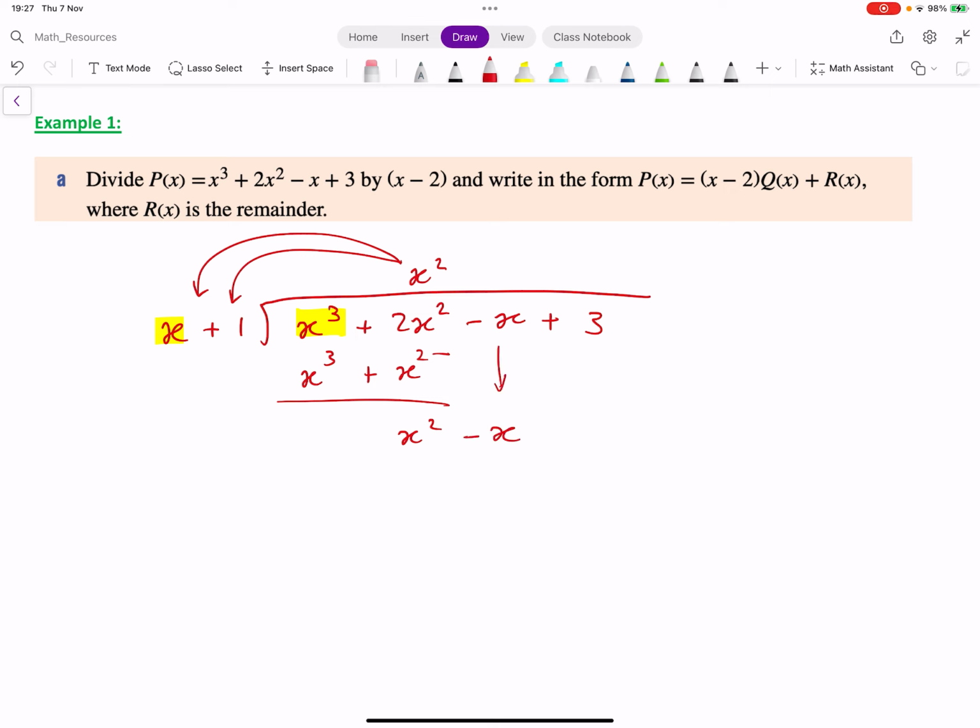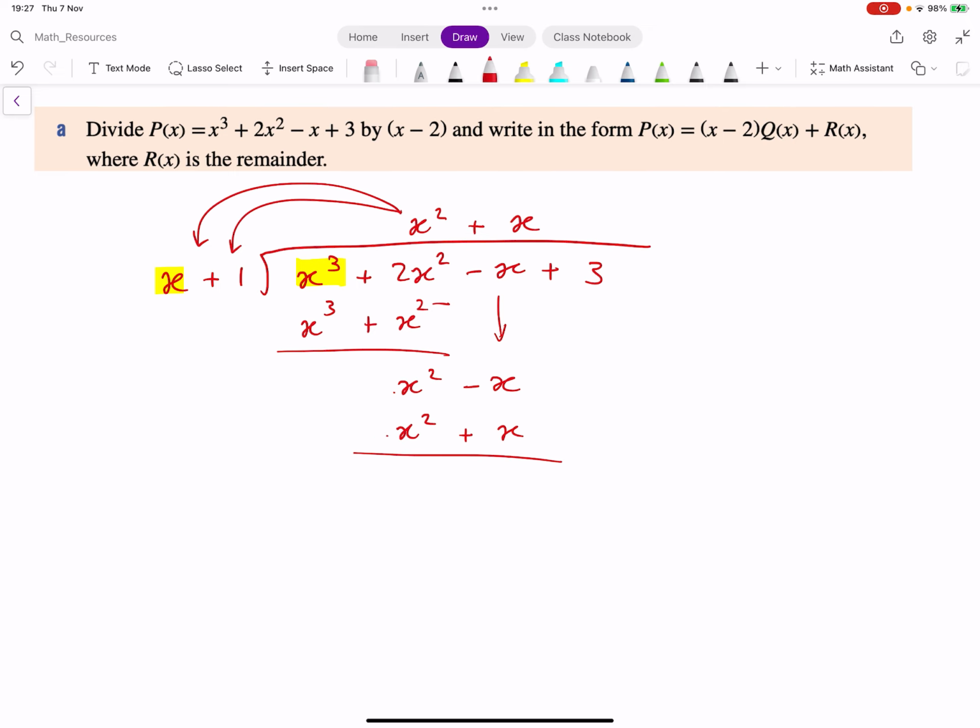And now I'm going to ask myself the same question as before. What do I have to multiply x by to get x squared? And the answer is x. I'm going to do the same process again. X times x is x squared, and x times 1 is x. Notice that this term here in every single step of our polynomial division will always be the same, and that's because when we minus them, they're going to die or go away.